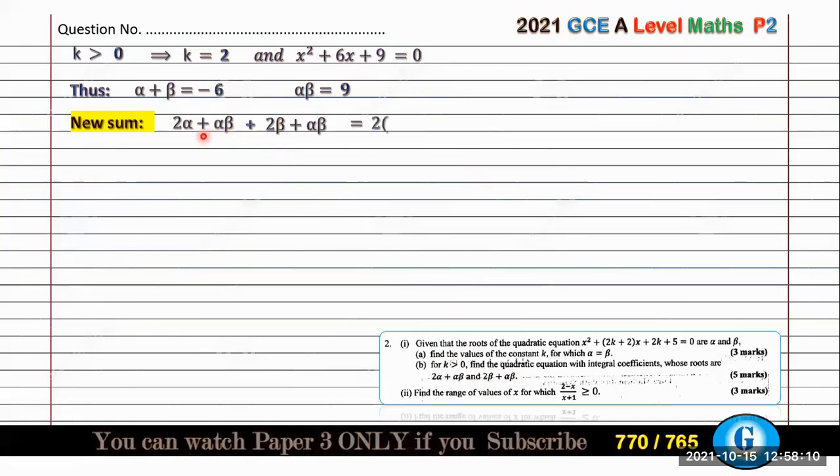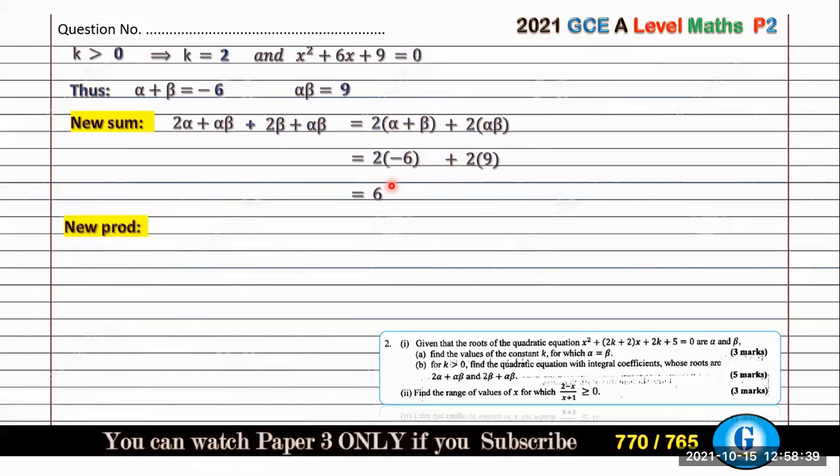And this will give us 2 alpha plus 2 beta, that's 2 into alpha plus beta, plus 2 alpha beta. But we know that alpha plus beta is minus 6 and alpha beta is 9. So this will give us 2 into minus 6 plus 2 into 9. When we simplify this, we are going to have minus 6 as our new sum. So our new sum is minus 6.